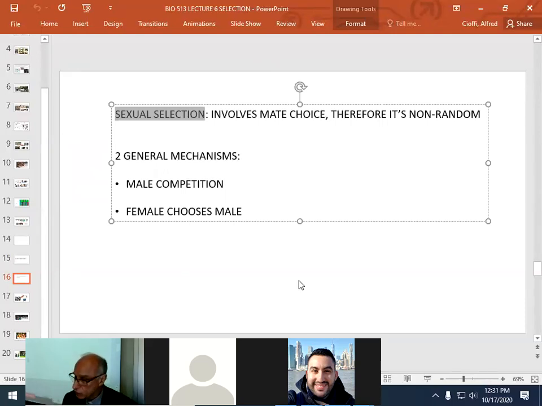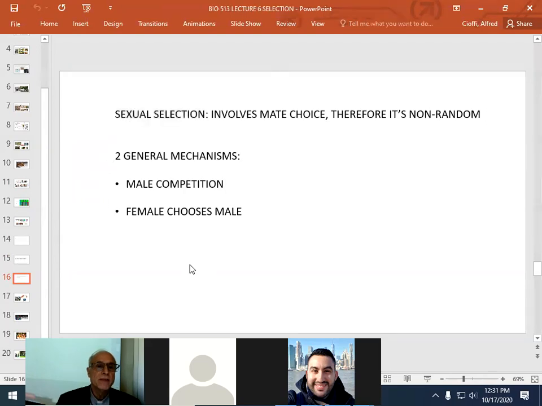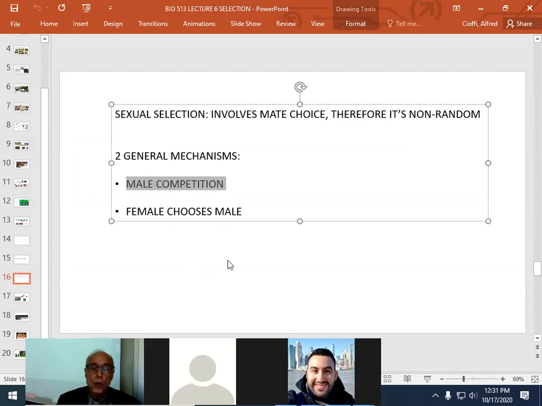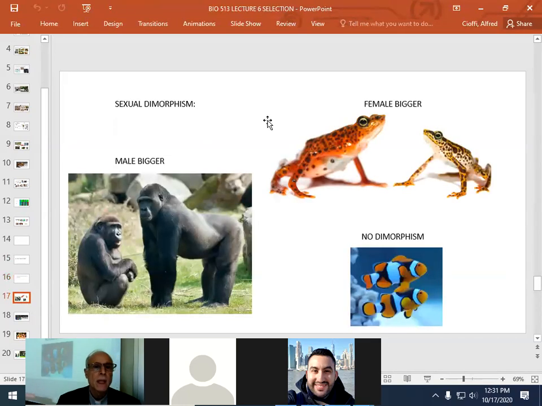So natural selection assumes random mating. When there is mate choice, then it's non-random mating, then that is sexual selection. And so there are two basic mechanisms for sexual selection, okay? Coming down to the end here. The two basic mechanisms are male competition to show vigor and female choice, because the female has fixated on a particular trait of the male.